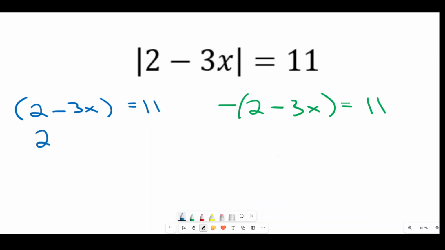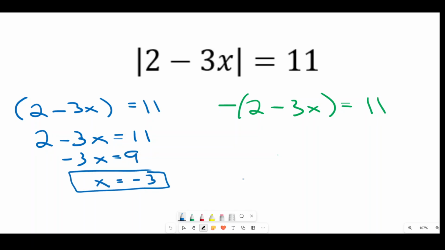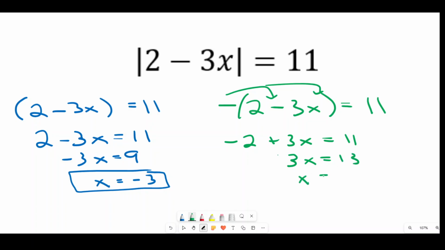So here I just have 2 minus 3x equals 11, so that bracket did nothing. Subtract 2 from both sides, divide by -3, and I get x equals -3. On the other side, I'm going to distribute that negative into the bracket. There's other ways to do it. That's just what I decided to do. Then I'm going to add 2 to both sides and divide by 3. So I get 2 answers.